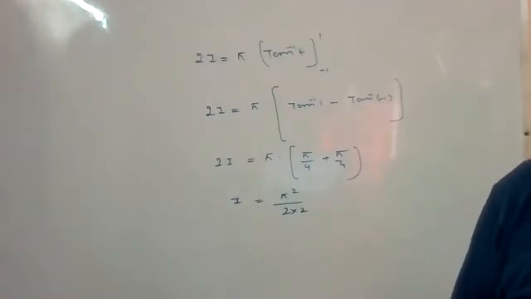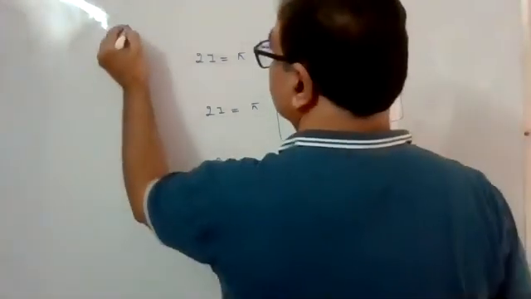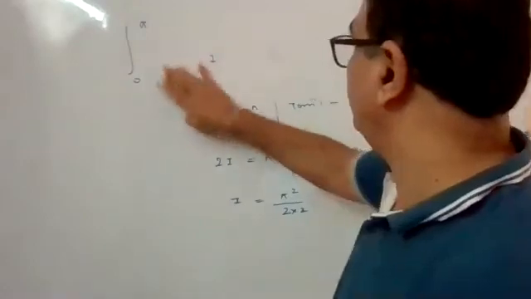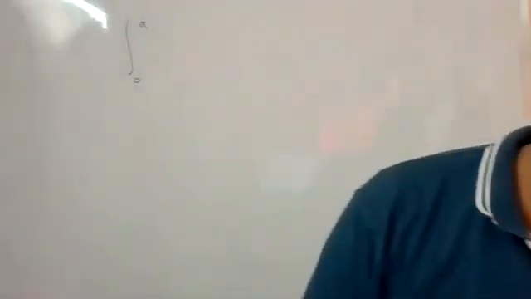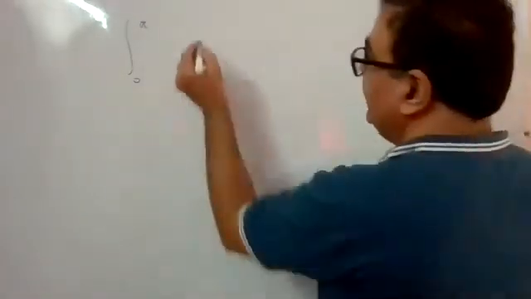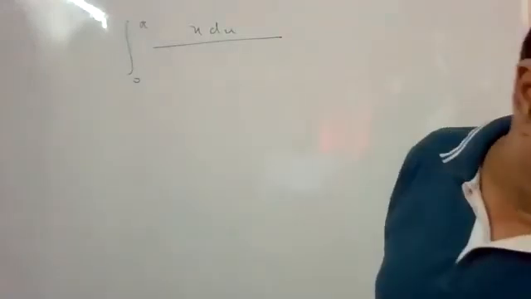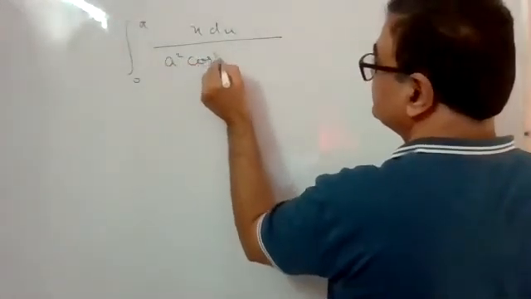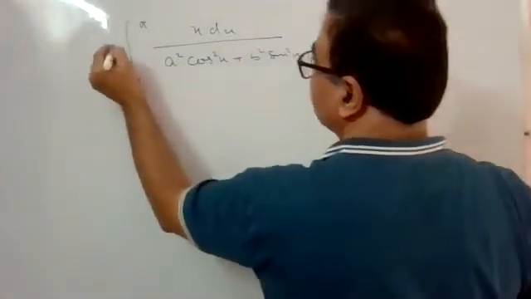Next question, write down please. Integral 0 to pi, dx by a square cos square x plus b square sin square x. This is the question.